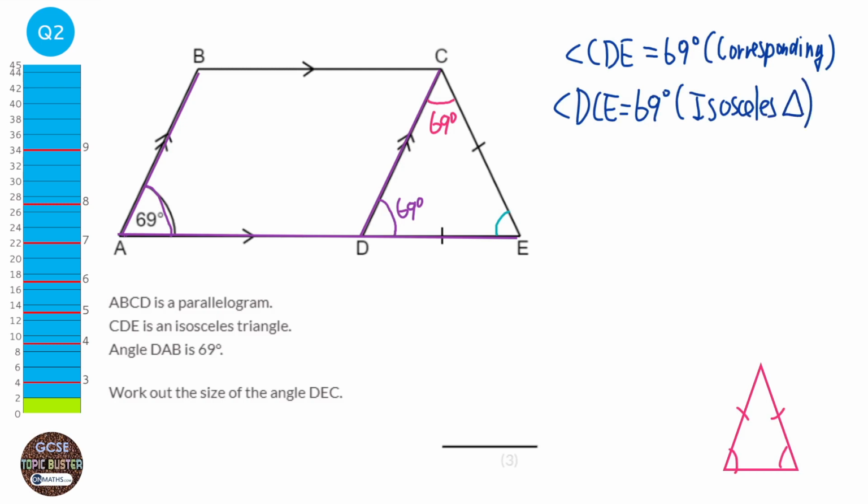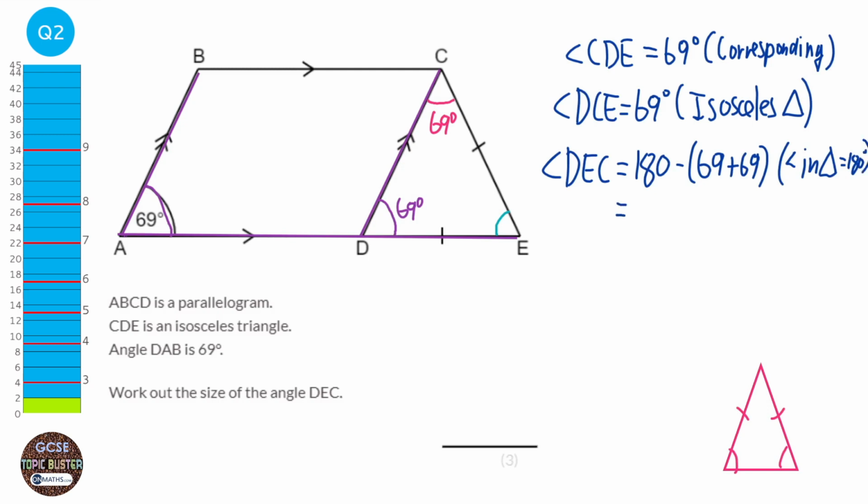And finally, we can work out what CED is by taking those away from 180. So angle CED, or actually I should keep it as it says in the question, DEC, is equal to 180, take away the 69 plus 69, and the reason for that is angles in a triangle equal 180 degrees, and when you do that you get the answer of 42 degrees. So the answer is 42 degrees.